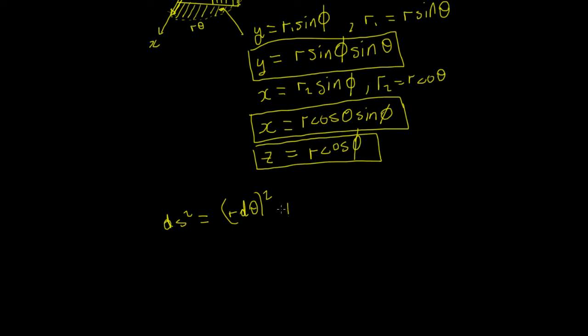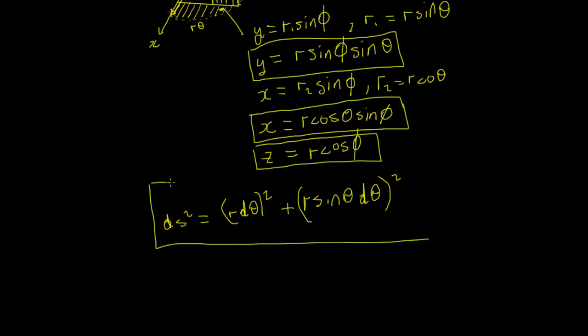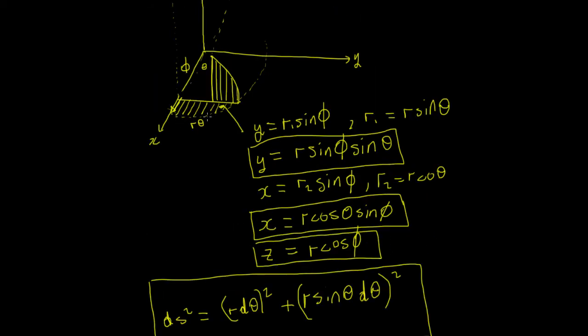So we're going to have (r sine theta d theta) all squared. You can derive that just from a bit of common sense and looking at the curve here. So we've got our r d theta as the curve here.